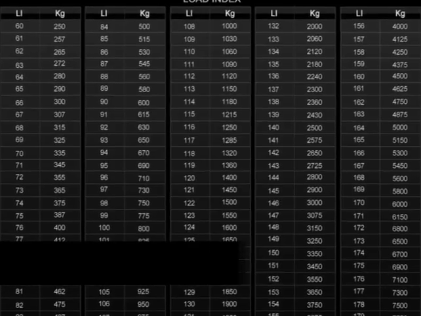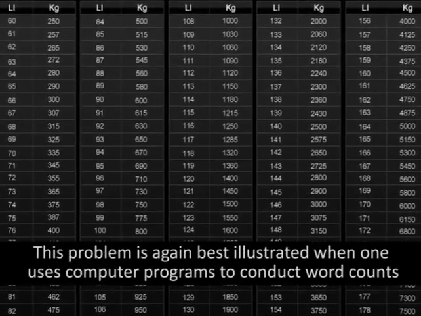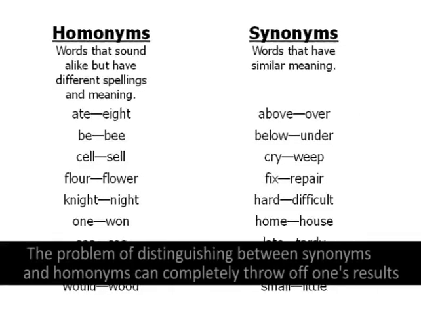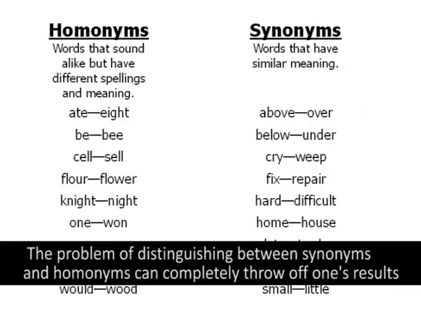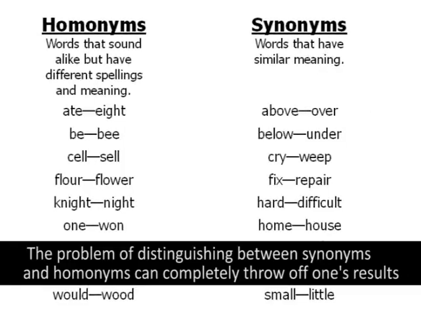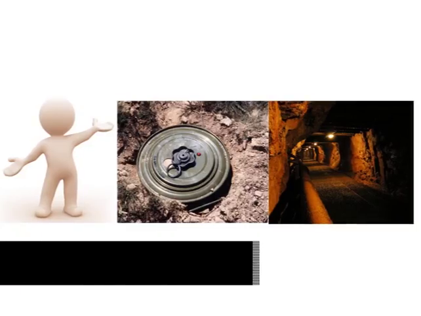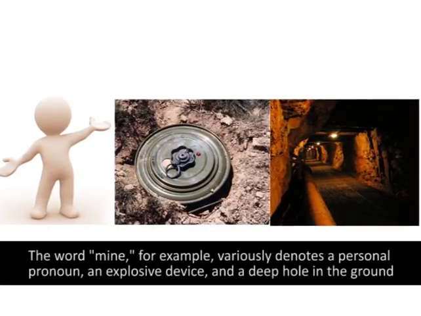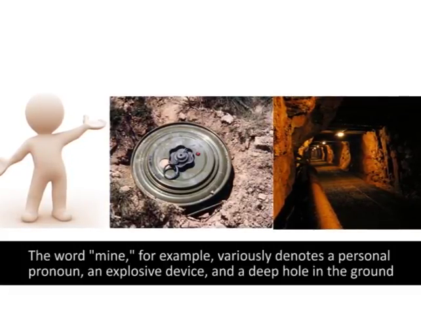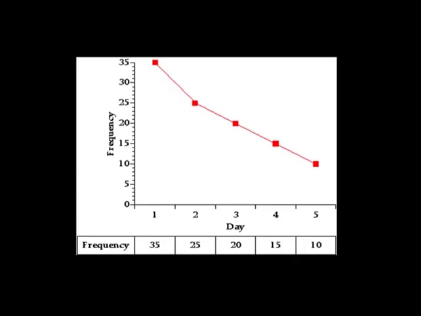This problem is again best illustrated when one uses computer programs to conduct word counts. The problem of distinguishing between synonyms and homonyms can completely throw off one's results, invalidating any conclusions one infers from the results. The word mine, for example, variously denotes a personal pronoun, an explosive device, and a deep hole in the ground from which ore is extracted. One may obtain an accurate count of that word's occurrence and frequency, but not have an accurate accounting of the meaning inherent in each particular usage.